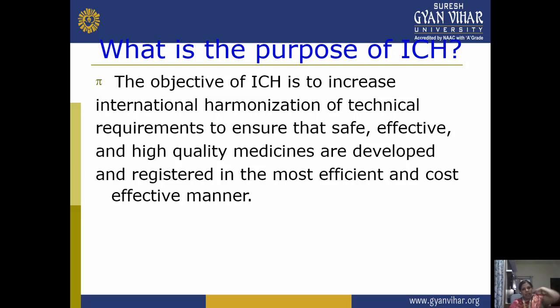What is the purpose? The objective is that it can increase the international harmonization. Also it can ensure the technical requirements that are used to develop high quality medication. High quality means it should be highly safe, it should be highly effective, and it is most efficient. It should be most efficient, as well as available in a very cost effective manner. Okay, so this is the main purpose of the International Conference on Harmonization, that is ICH, in which three regions are involved: EU, US and Japan.